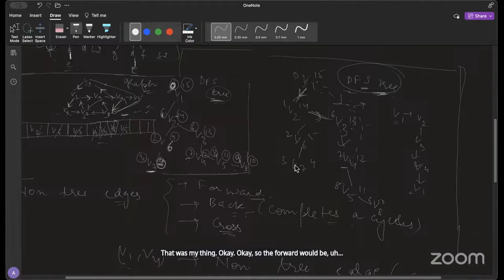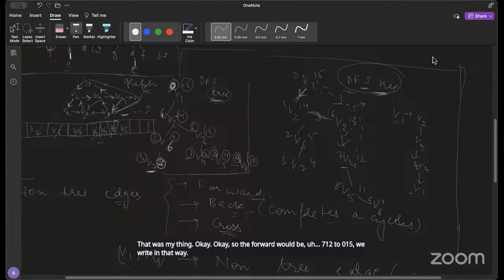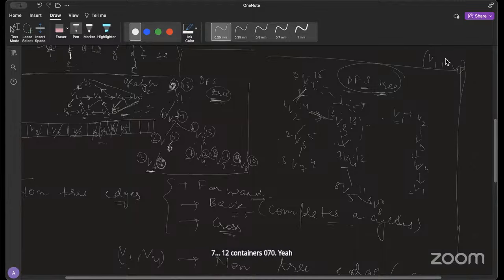So the forward would be 7 12 to 0 15. We write it that way. If 7 12 is contained in 0 15, with V1 and V4, V1 is a parent of V4, then it's a forward edge. If V4 is a parent of V1, then that's a back edge. Is that okay? Just repeat, ma'am.